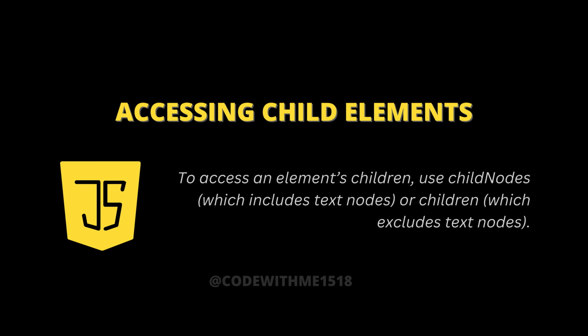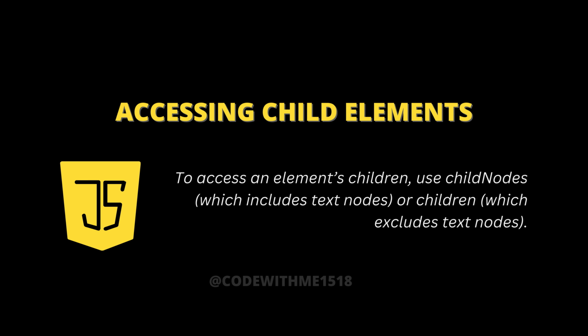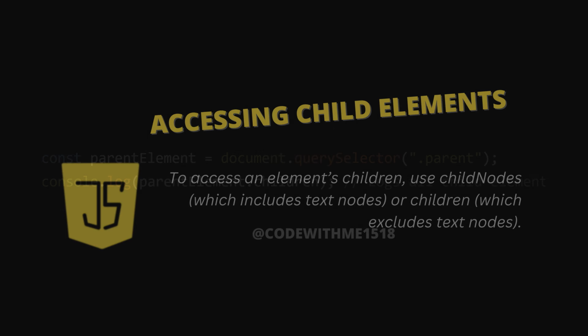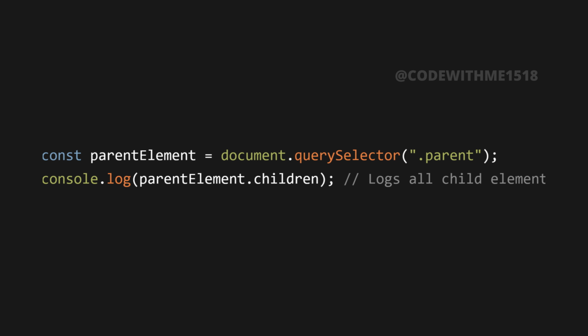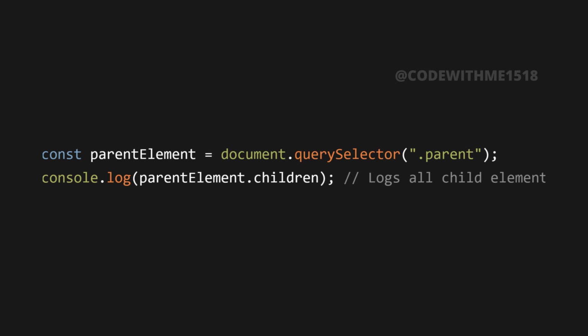Accessing child elements. To access an element's children, use childNodes, which includes text nodes, or children, which excludes text nodes. const parentElement = document.querySelector('.parent'); console.log(parentElement.children); logs all child elements.